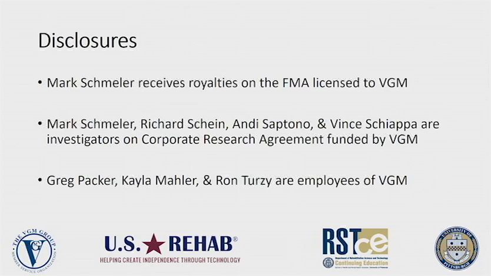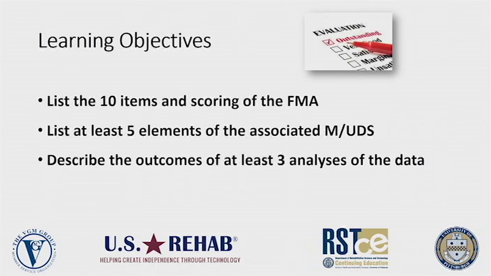So the learning objectives today are going to be, real quickly, to be familiar with the TED items of the FMA, know at least 5 of the outcomes that we've done on the analysis, and describe at least 3 analyses of the data.